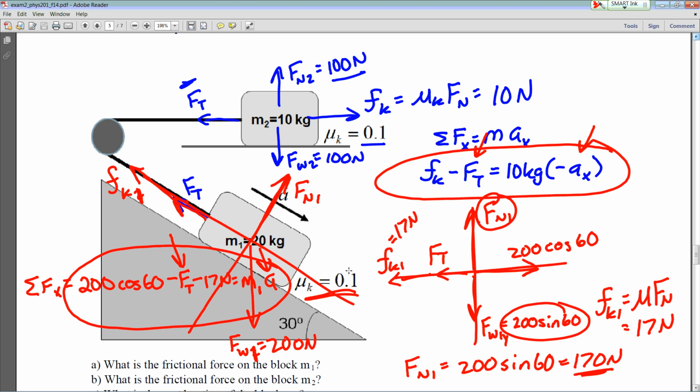Yeah, Daniel? M1 is just 20 kilograms. Yeah, so when you're writing those two vector diagrams, you treat each block separately. So it's as if the other block doesn't even exist. So M1 is this mass, and then this mass, which was M2, was just this mass. Does that answer your question? Oh, for the acceleration?